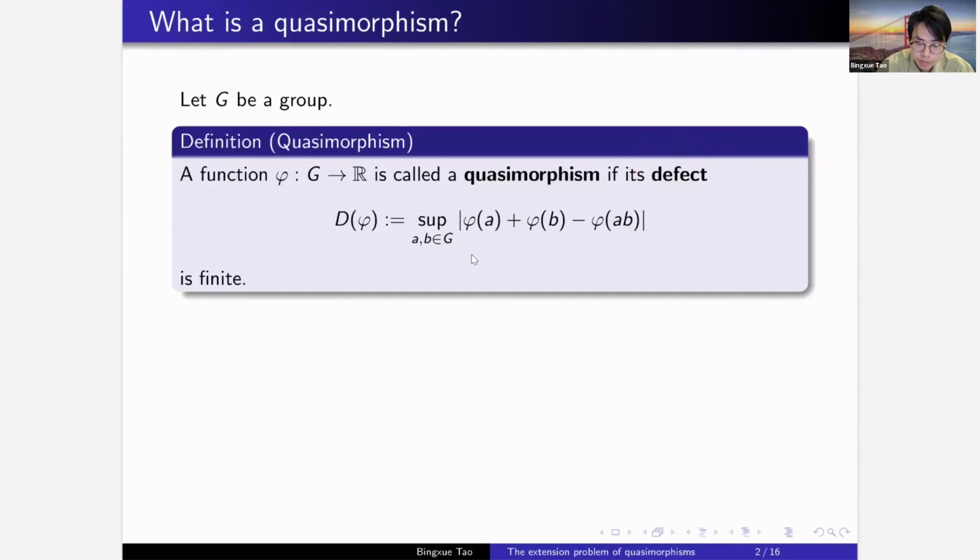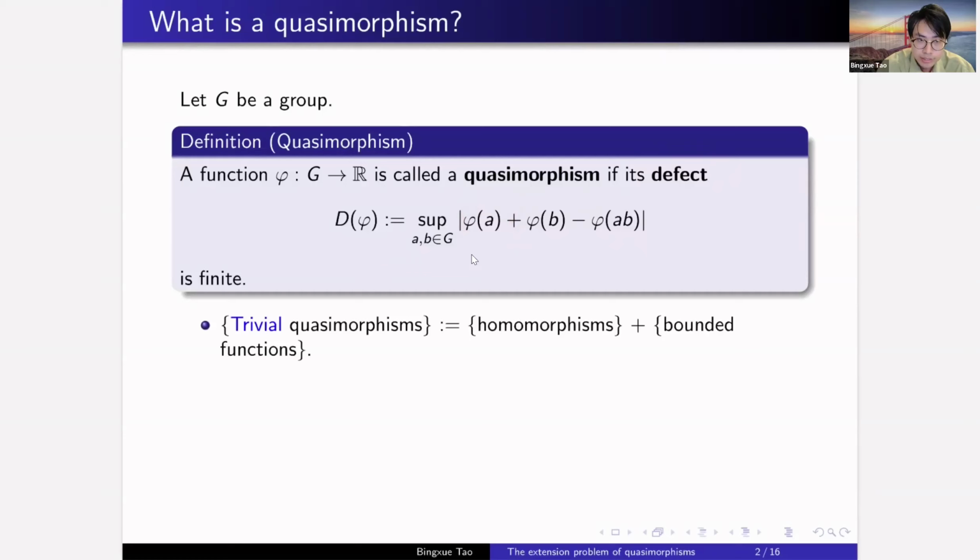a homomorphism is obviously a quasimorphism because the right-hand side vanishes, and a bounded function is also a quasimorphism because every value of phi is bounded, so the right-hand side is bounded. So we say that a trivial quasimorphism is a sum of a homomorphism and a bounded function. And this is our notation: we use hat QG to denote all quasimorphisms on G.